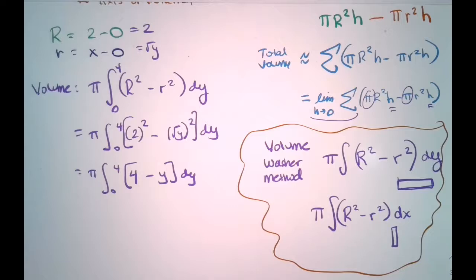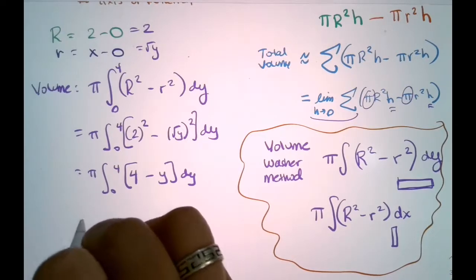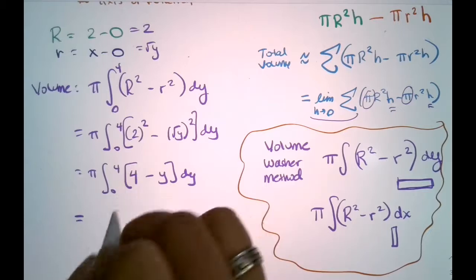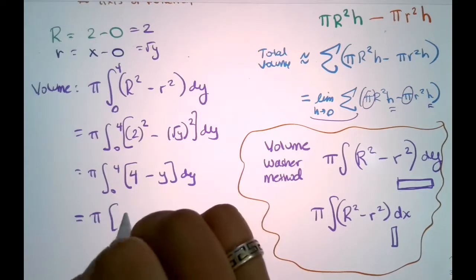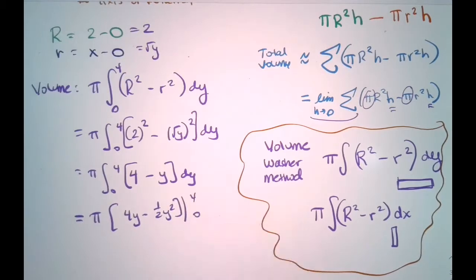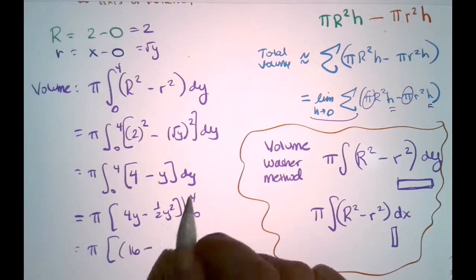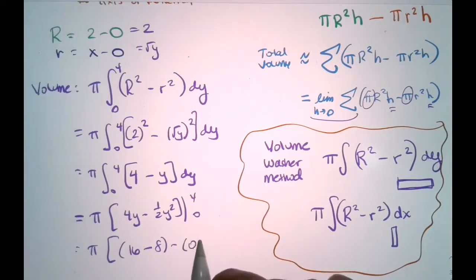So I can actually crunch the numbers. And the way this was phrased, it definitely said, find the volume of the solid, so I will do that. My antiderivative, I'll leave the pi in. My antiderivative is 4y minus 1/2 y squared. I'm going to evaluate that at 4 and 0. That would be 16 minus 8, and then a bunch of zeros. So my volume here is 8 pi.